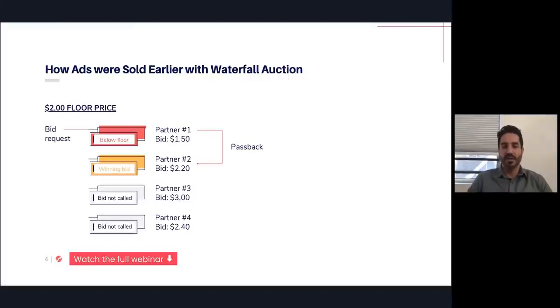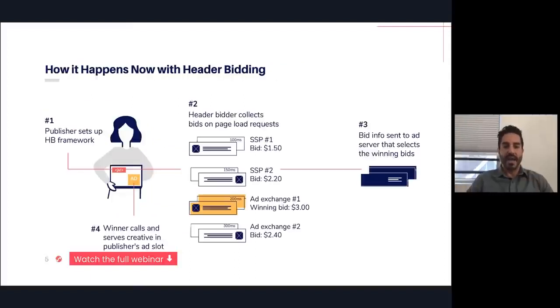As you can see, there were partner number 3 and partner number 4. There were two additional partners who were willing to pay more to serve an impression, but they never got the opportunity to bid. So what header bidding does, as you can see in the next slide, is solve that problem. As we mentioned, it's a unified auction where the various buyers are competing at the same time.